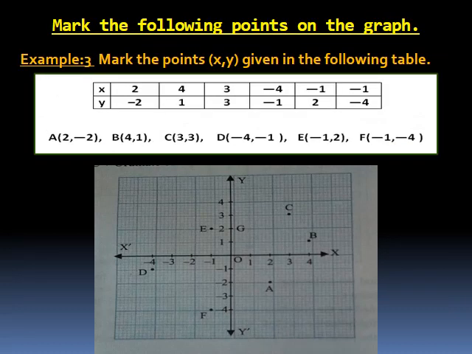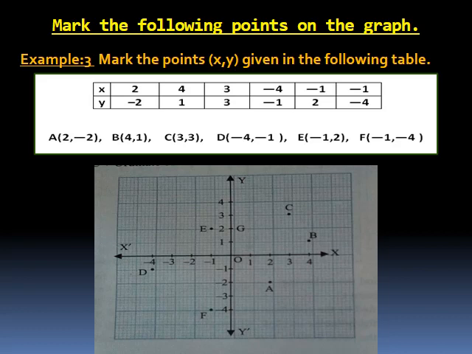Example 3. Mark the points given in the following table. Here the points are given in the tabular form. From this table we can make the ordered pairs. For example, the first point 2, -2, we can take it as A. A is 2, -2. B is 4, 1. C is 3, 3. And D is -4, -1. E is -1, 2. And F is -1, -4.